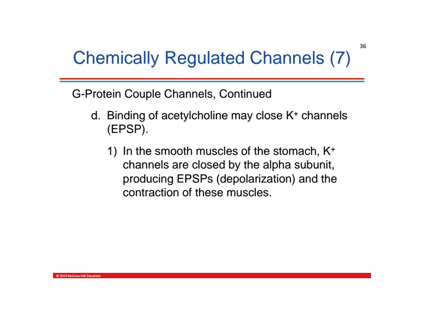So just to restate what I've just said, binding of acetylcholine may close potassium channels, and this will cause a depolarization, and that's going to be an EPSP, excitatory postsynaptic potential. So in smooth muscle of the stomach, potassium channels are closed by the alpha subunit, producing EPSPs, or depolarization, and this leads then to the contraction of these muscles.